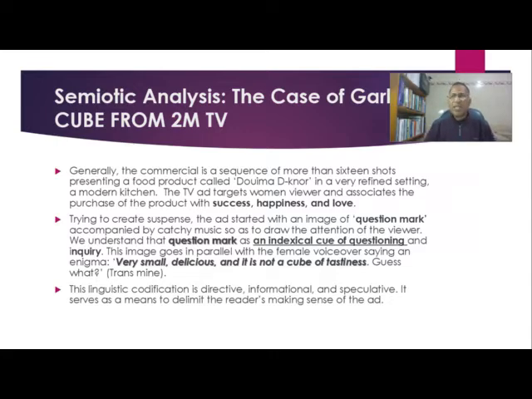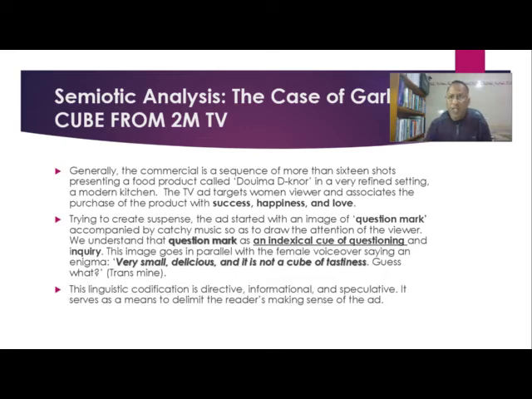Then we understand that this question mark, if using semiotic terms, is a kind of indexical cue of questioning and inquiry. This image goes, of course, in parallel with the female voiceover saying an enigma, very small, delicious, and it is not a cube of tastiness. I have translated the term because it was said in Moroccan Arabic. Okay, this is a translated term.